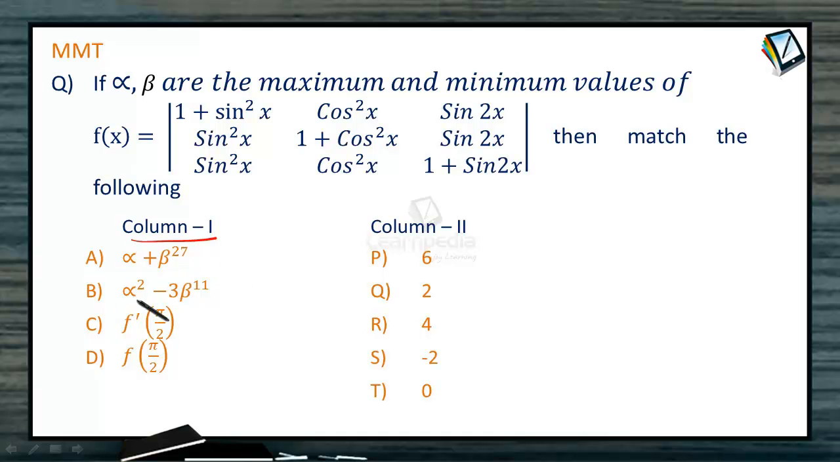Under B, alpha square minus 3 into beta power 11. Under C, f dash pi by 2. Under D, f of pi by 2. And column 2 has P is 6, Q is 2, R is 4, S is minus 2, and T is 0. Okay, first of all, let us find out the determinant value of this one.